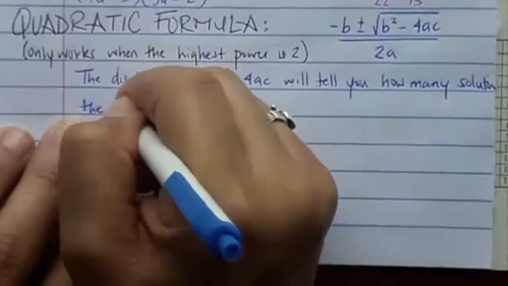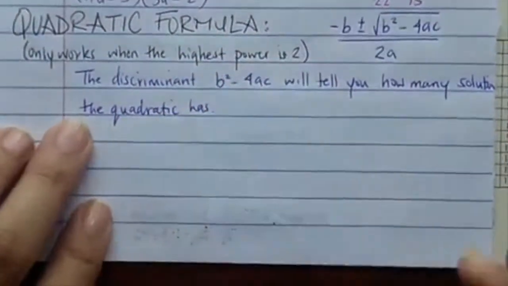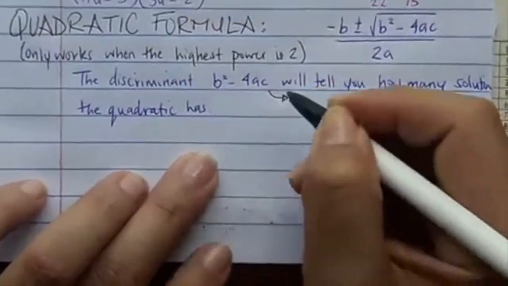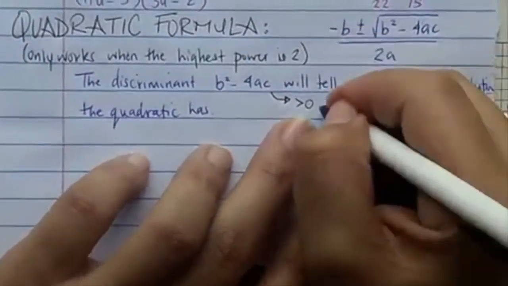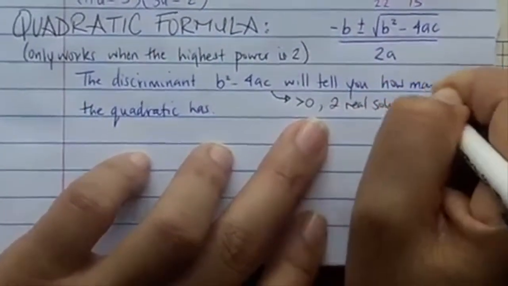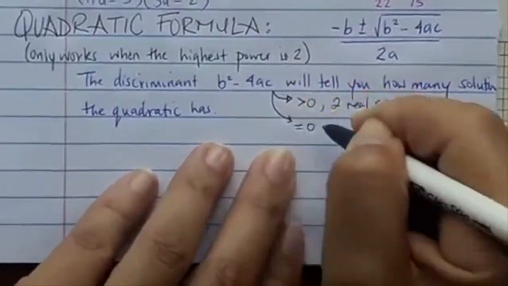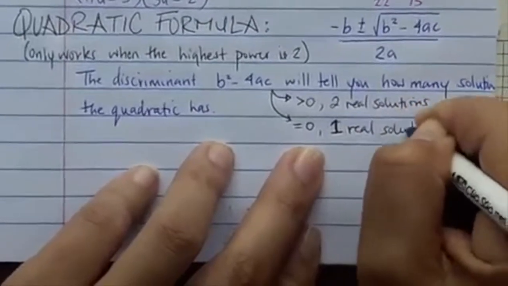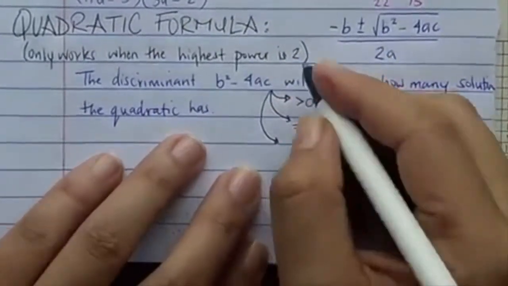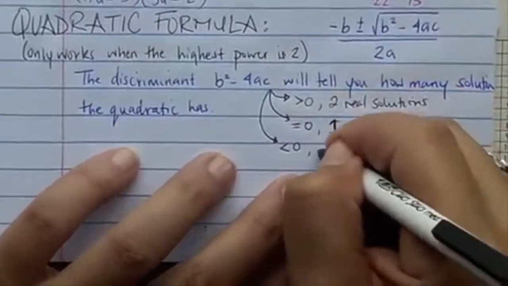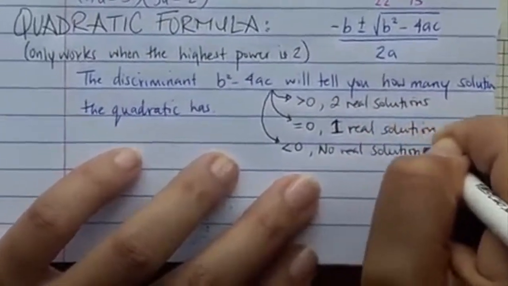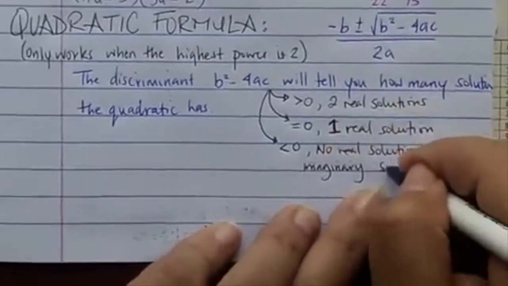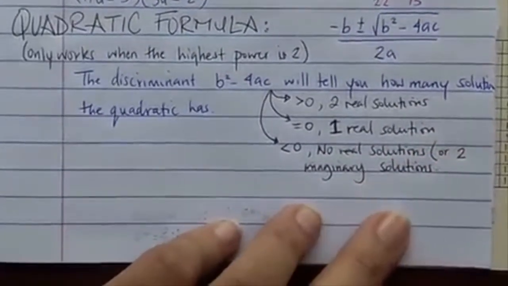This is a listening check. Underline discriminant. If the discriminant is greater than 0, it has 2 real solutions. If it's equal to 0, it has 1 real solution. And if it's less than 0, it has no real solutions, or really 2 imaginary solutions. In AP Calculus, we're not really going to go into imaginary, so you'll be okay not even knowing less than 0, but just let you know.